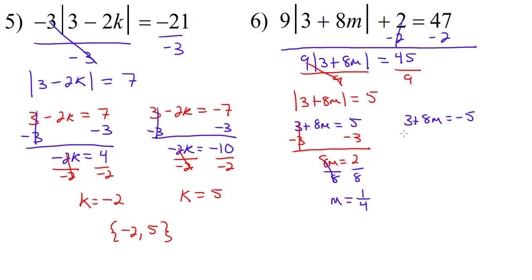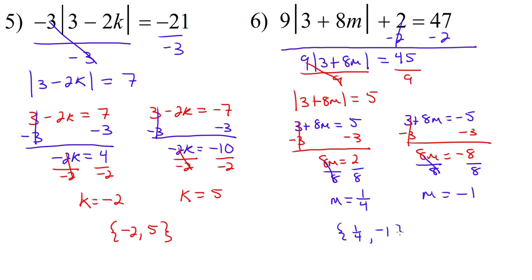And in the second equation, we subtract 3 from both sides. And we get 8m equals negative 5 minus 3. Same sign, add them together and keep the sign. So that's going to be negative 8. Then we divide both sides by 8. And we get our second solution, m equals negative 1. So our two solutions for this equation are 1/4 and negative 1.